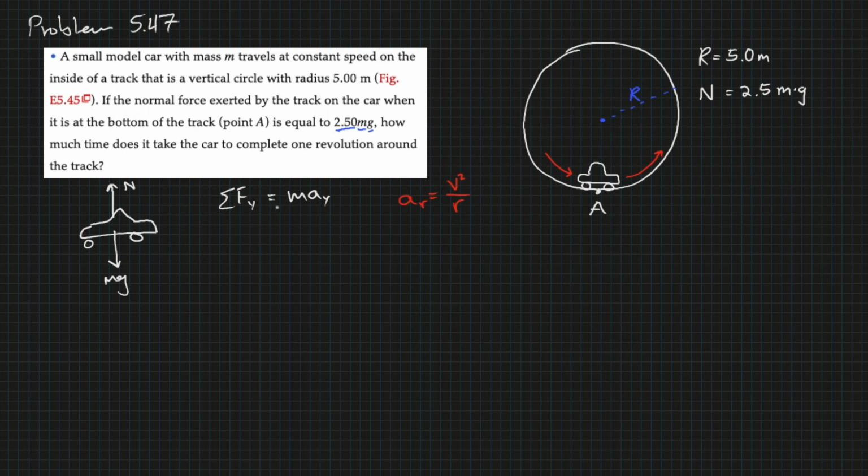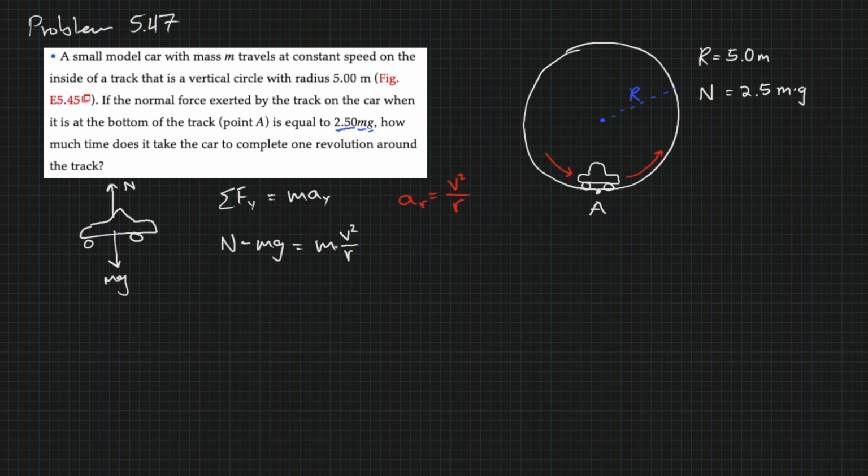So let me write out our F equals ma equation though. I've got the normal force going up, so it's positive. I've got mg going down, so it's negative, and that equals mass times acceleration, but acceleration is v squared over r this time because it's circular motion.